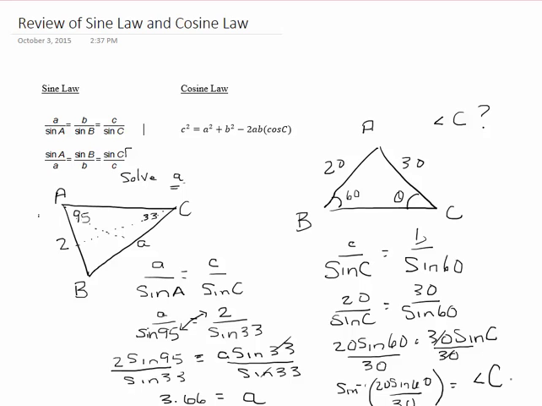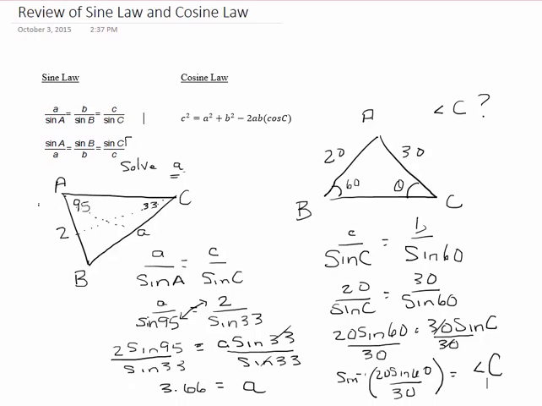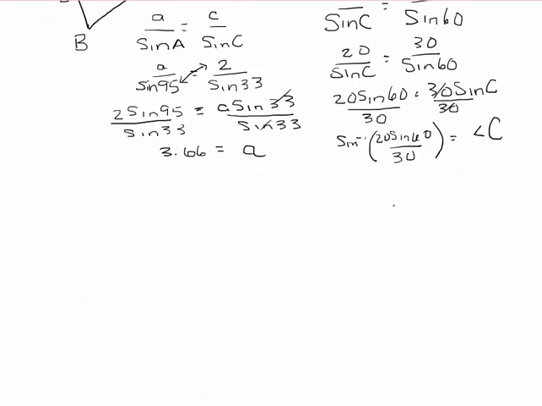When you use your calculator, you have to be sure that you use your inverse button, also called your second function on some calculators. Again, you'll need to practice with your calculator to ensure that you can get that to work. So you hit inverse sine, brackets, 20 times sine 60 divided by 30, and close your brackets. If put into your calculator correctly, you would have a final answer of 35.3 degrees. Don't forget your little symbol for angle C.